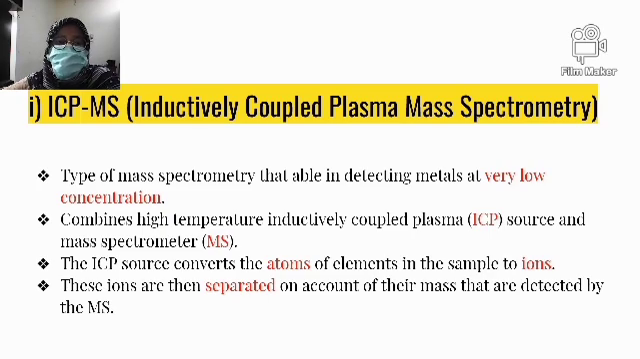ICP-MS is a type of mass spectrometry that is able to detect metals at very low concentrations. It can detect as low as in ppt. It combines a high temperature inductively coupled plasma (ICP) source and a mass spectrometer. The ICP source converts the atoms of elements in the samples to ions. These ions are then separated on account of their mass and detected by the MS.